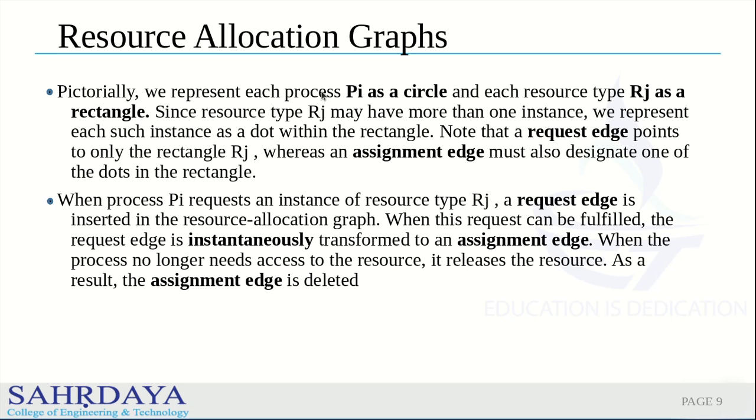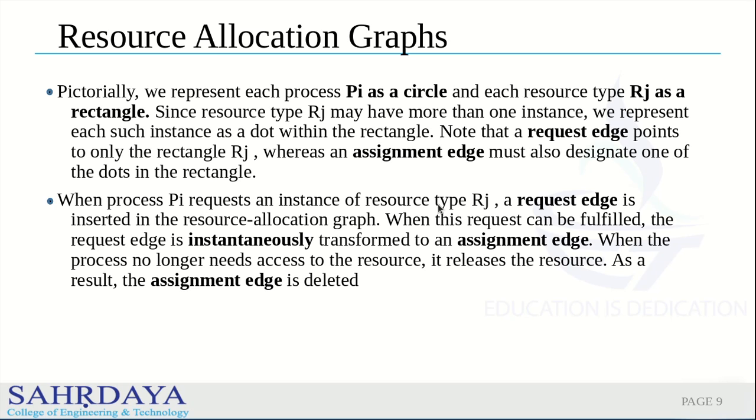Pictorially, we represent each process Pi as a circle and each resource type Rj as a rectangle. Since resource type Rj may have more than one instance, we represent each instance as a dot within the rectangle. Note that a request edge points to only the rectangle Rj, whereas an assignment edge must also designate one of the dots in the rectangle.